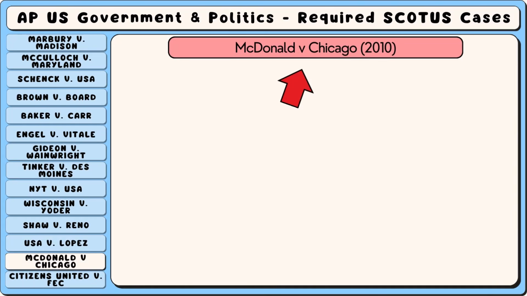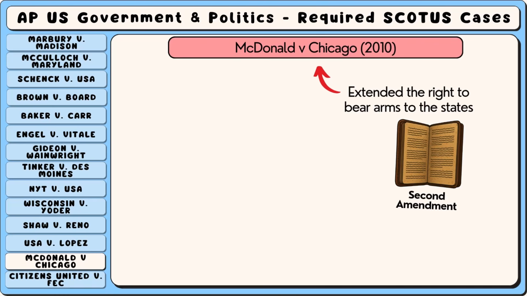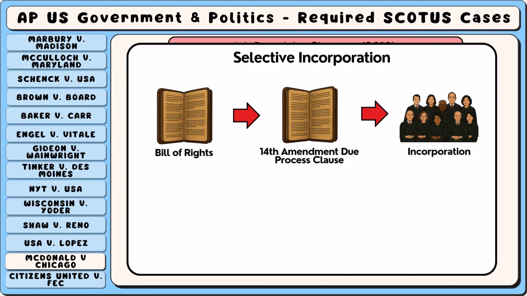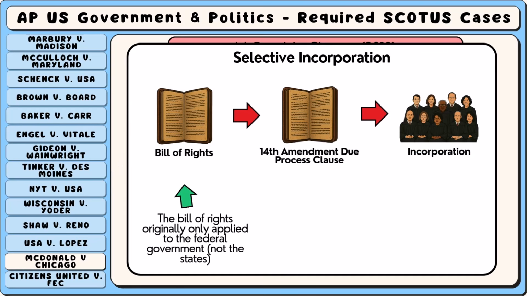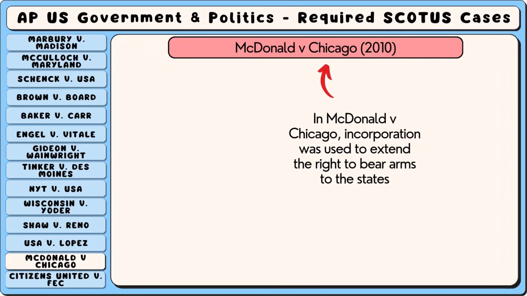Our next required Supreme Court case is McDonald versus Chicago. This case is significant because it extended the right to bear arms, which is in the Second Amendment, to the states. As we discussed in the Gideon versus Wainwright case, extending the Bill of Rights to the states is a process called selective incorporation. As a reminder, the Bill of Rights originally only applied to the federal government, not the states. Over time, the Supreme Court has used the Due Process Clause of the 14th Amendment, which says that states must protect liberty, to say that the states must also respect fundamental rights from the Bill of Rights. So, in this case, incorporation was used to extend the right to bear arms to the states.